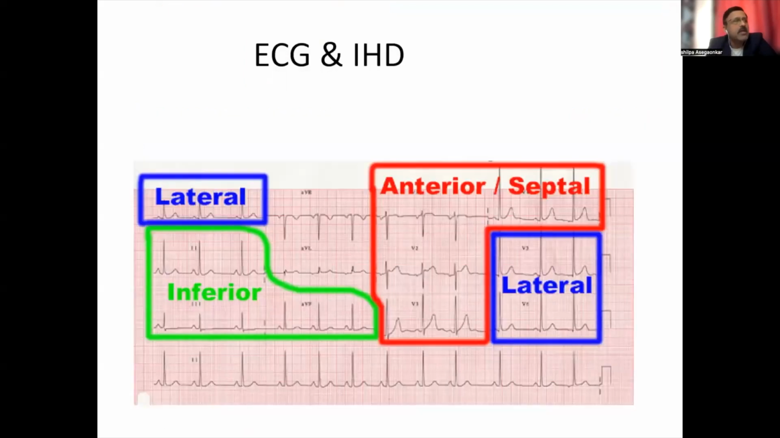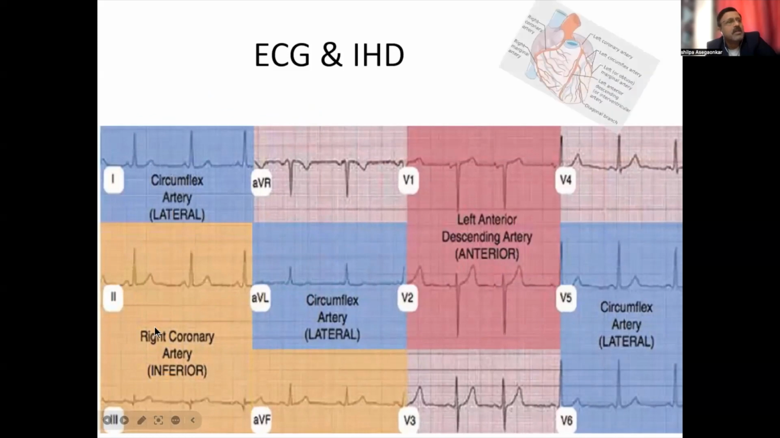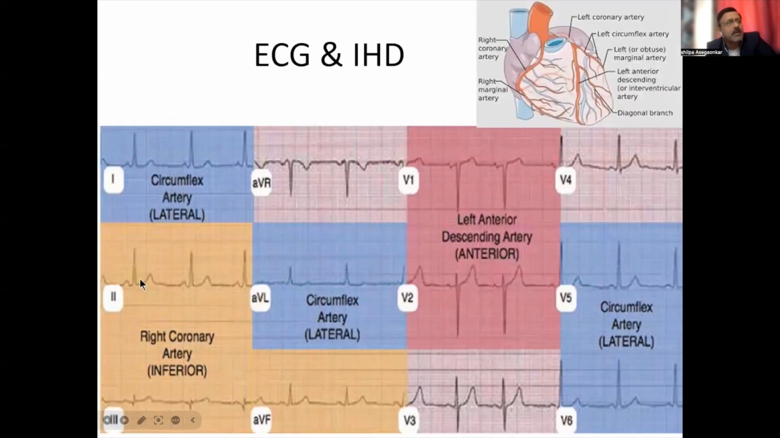Now, all of you know that whenever there are changes in leads 2, 3, AVF, we call it an inferior wall. When it is V2, V3, V4, we call it anteroseptal. When it is in lead 1, and V5, V6, we call it a lateral wall. Coronary anatomy is also like this. When the right coronary is involved, we get changes in 2, 3, AVF. When LAD is involved, we get changes in this area, while in circumflex we will get changes in 1 and AVL. But for this, you must be able to correlate with the anatomy of the coronaries.